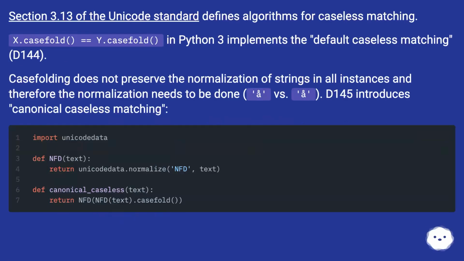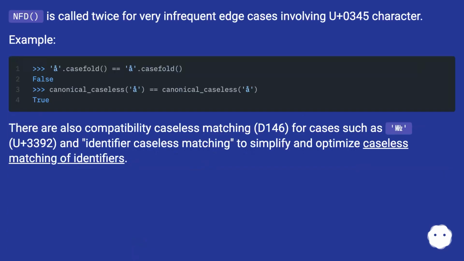Section 3.13 of the Unicode standard defines algorithms for caseless matching. x.casefold() == y.casefold() in Python 3 implements the default caseless matching, D144. Casefolding does not preserve the normalization of strings in all instances, and therefore the normalization needs to be done, the composed A versus the decomposed A. D145 introduces canonical caseless matching. NFD is called twice for very infrequent edge cases involving the U+0345 character. Example.